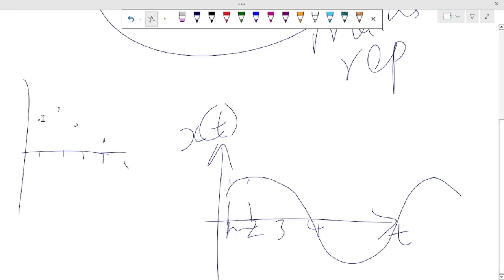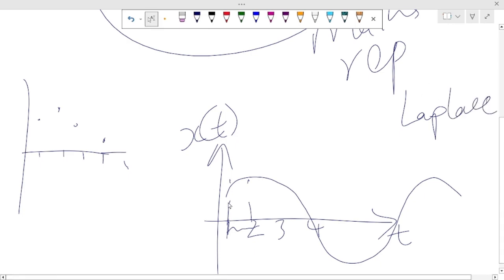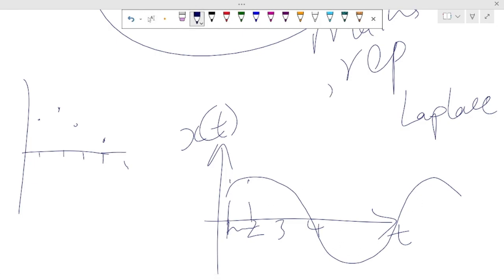You see, for this one they are separate. There's one value here, one value here, one value here. But for continuous, everything is linked. So the mathematical tool to analyze things that are continuous in time is the Laplace transform. Because they are linked, we want to take the sum of all of them, so we use an integral. That's why Laplace transform is together with integration.